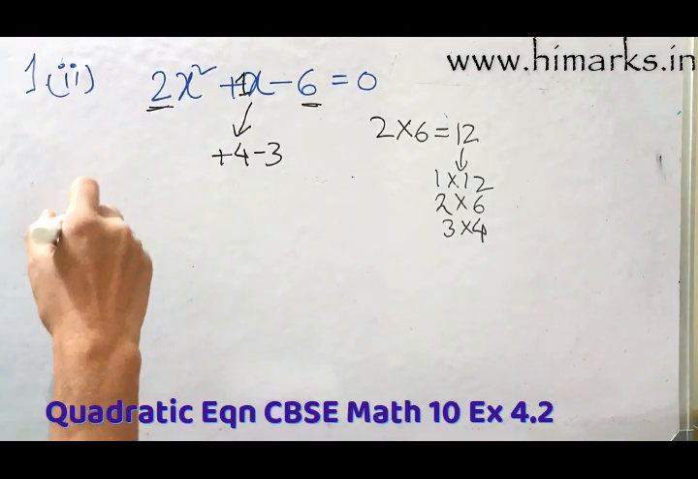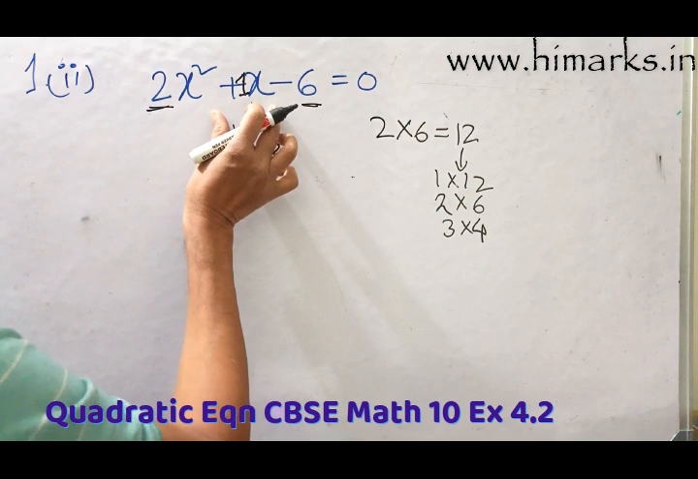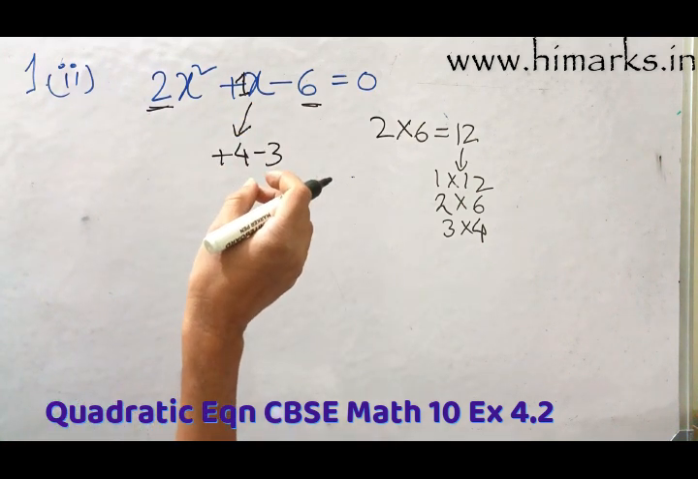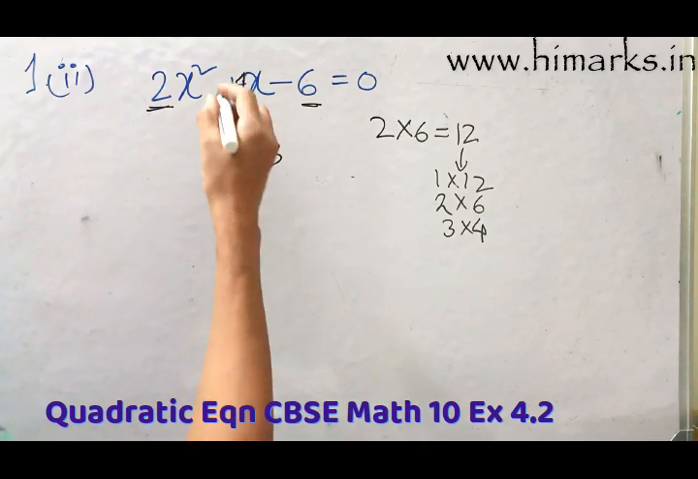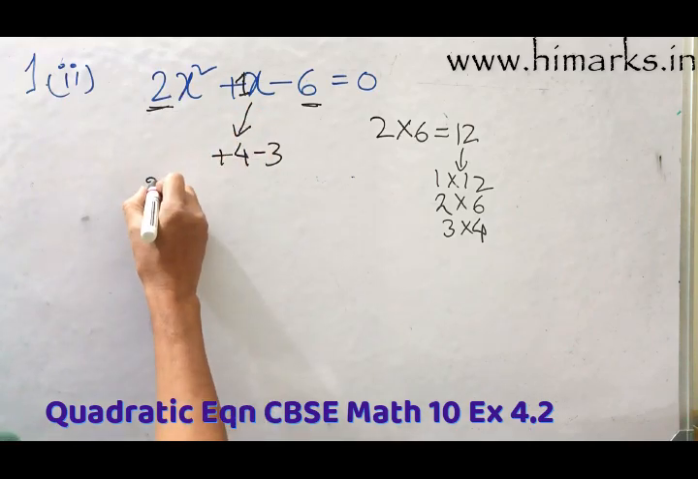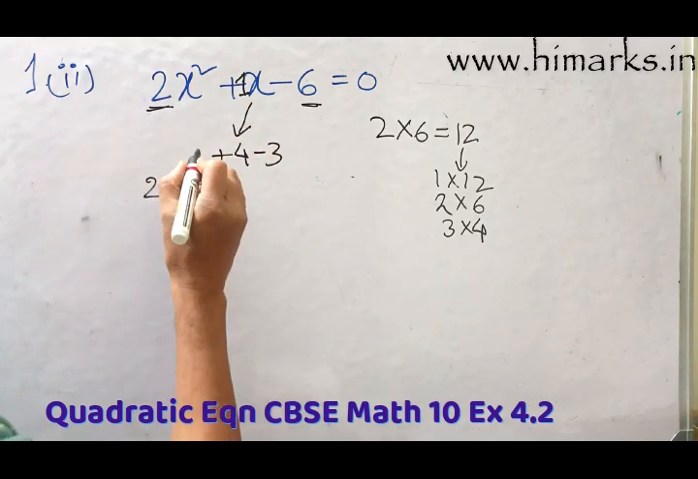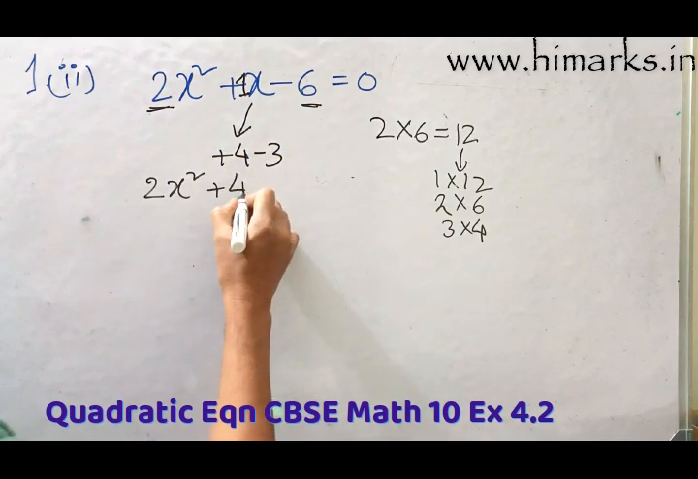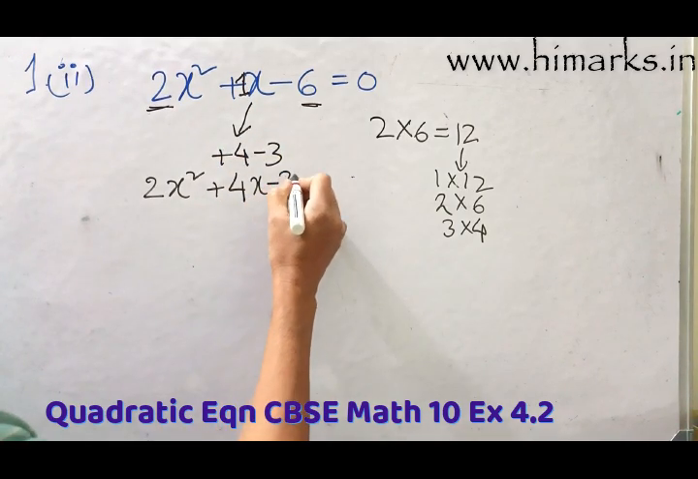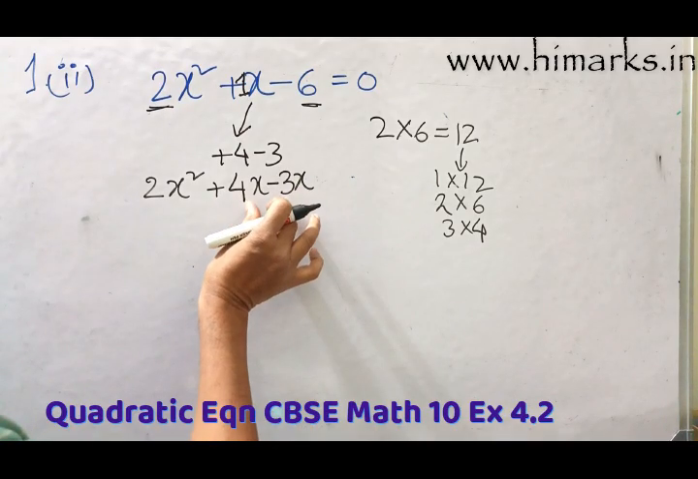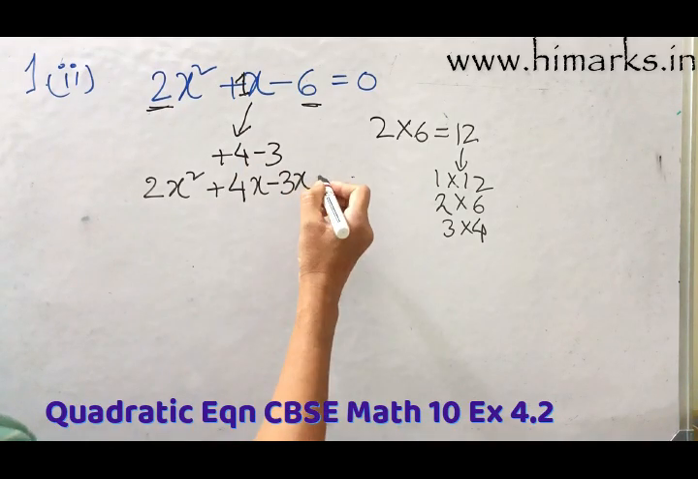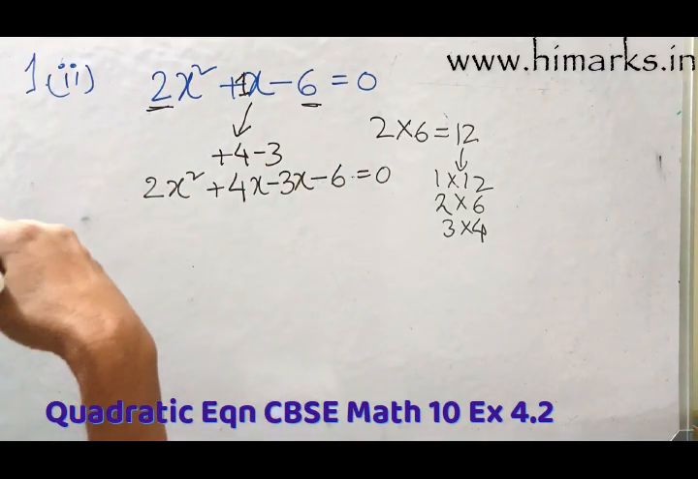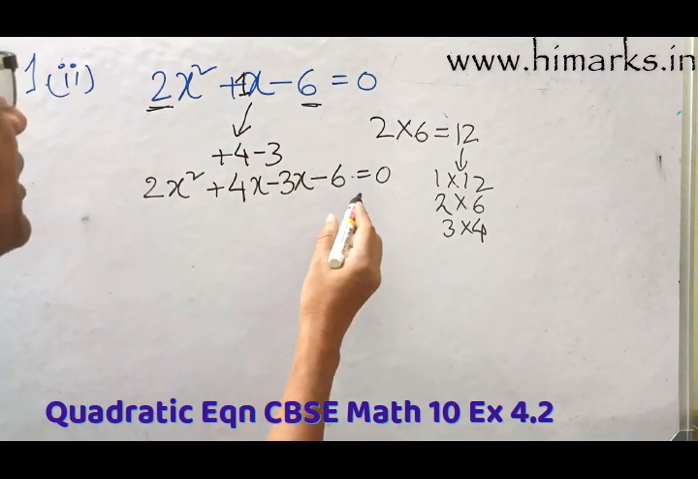Okay, so that means this middle part, as I mentioned in the first exercise in detail, this 2x square and this 1x will be written as 4x minus 3x. So if you do the operation, you will get only 1x here and minus 6 equal to 0. Okay, now first part, second part.